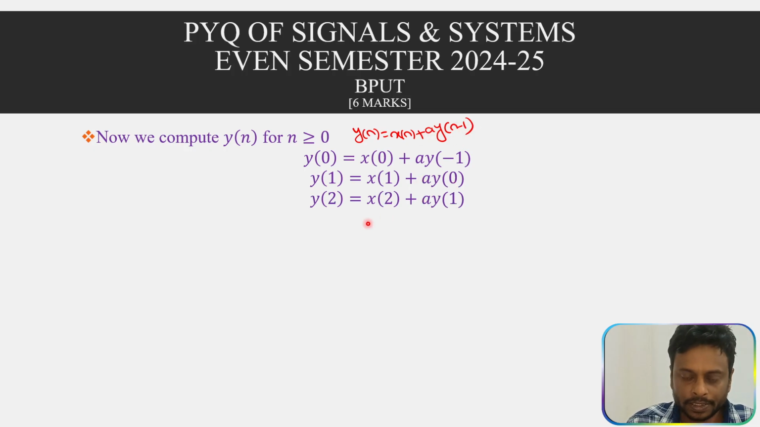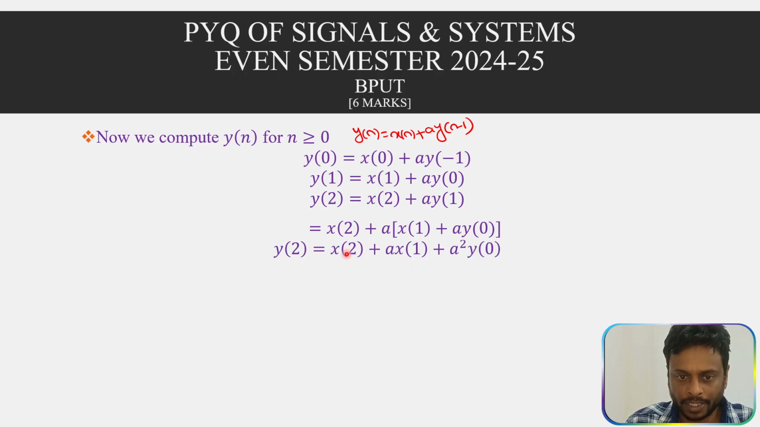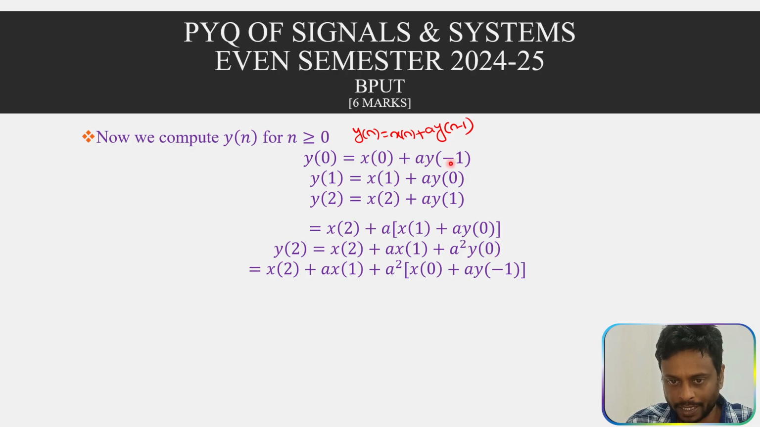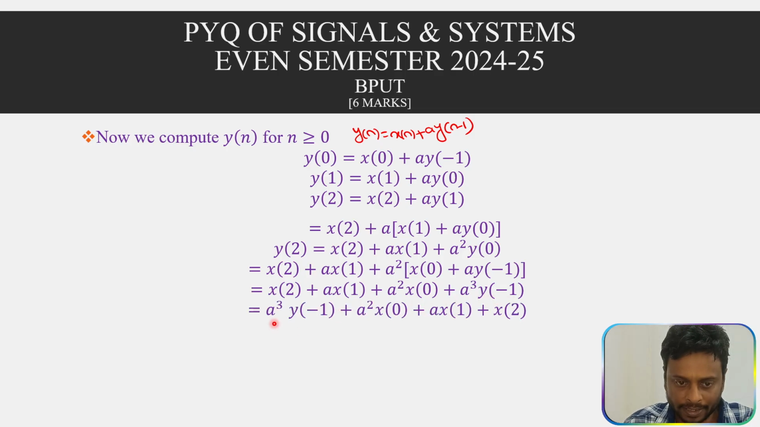Similarly, y of 2 will be x of 2 plus a into y of 1. Let us put in place of y of 1, x of 1 plus a into y of 0. So x of 2 plus a into x of 1 plus a squared y of 0. In place of y of 0, we can put x of 0 plus a into y of minus 1. So it will be a squared x of 0 plus a cubed y of minus 1. If we rearrange this, it will be a cubed into y of minus 1 plus a squared into x of 0 plus a into x of 1 plus x of 2.